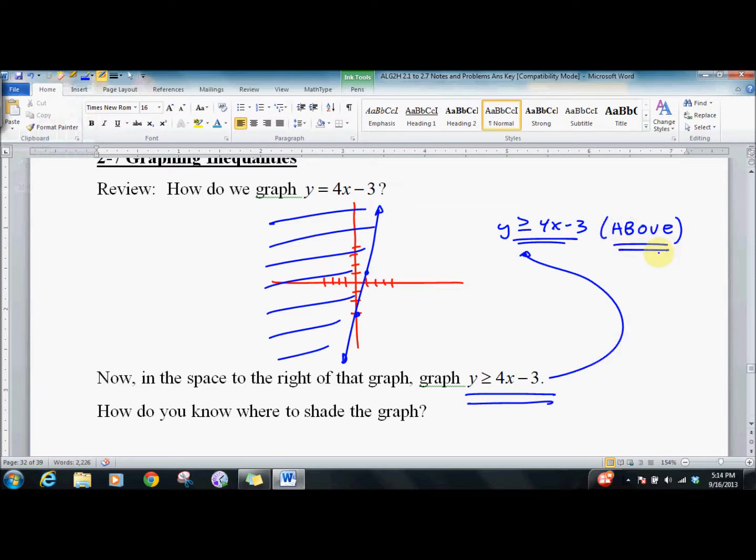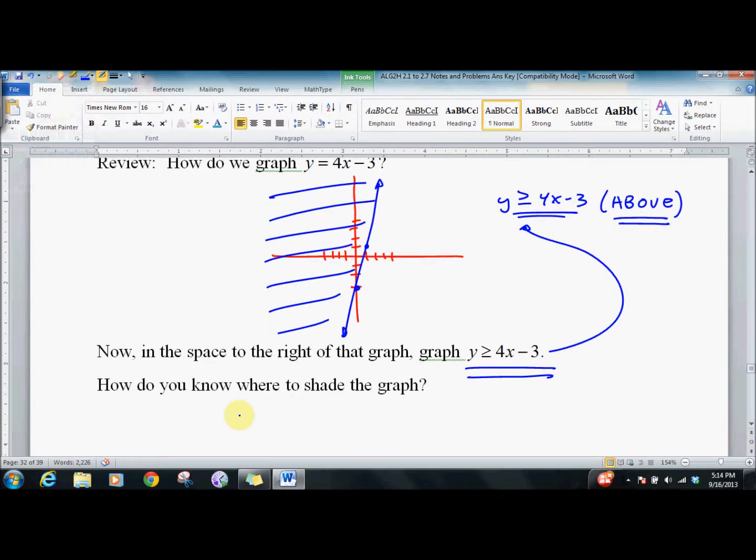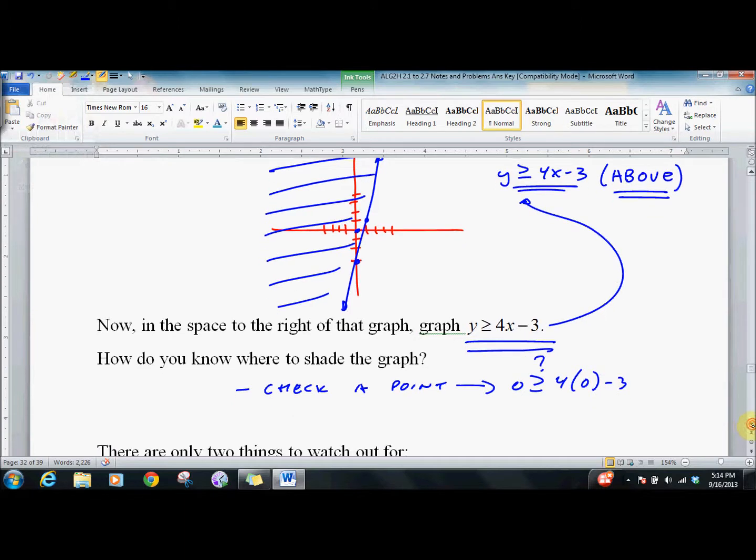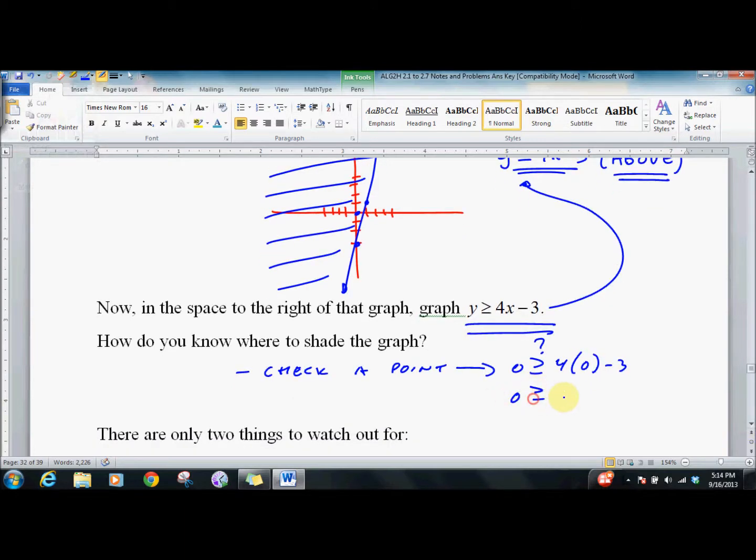Let's check 0, 0 to make sure it works. And you can always check a point. 0, 0 is right here, so it should work. It's in the part of the graph we shaded. Is 0 greater than 4 times 0 minus 3? Is 0 greater than negative 3? Check. It works.